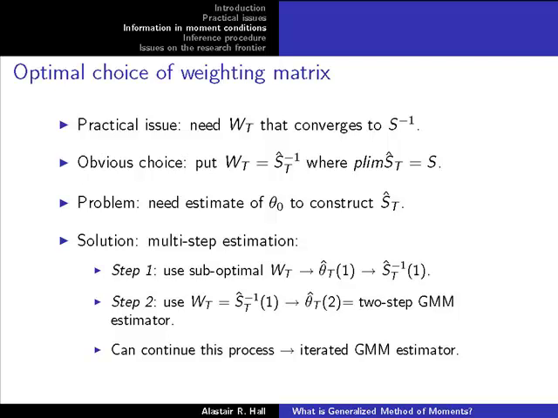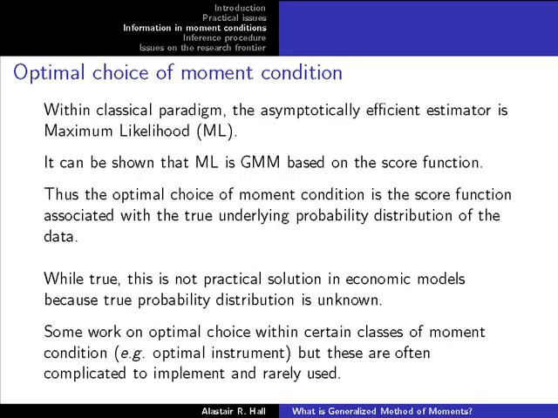The last question that we wanted to highlight here in terms of information in moment conditions was what's the optimal choice of moment condition? So what we were just talking about was, suppose you've given me a moment condition, how can I get the most information out of that? This is now a different question. What I'm asking is, what's the best moment condition to give me?